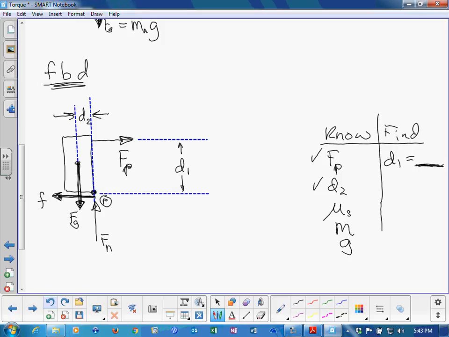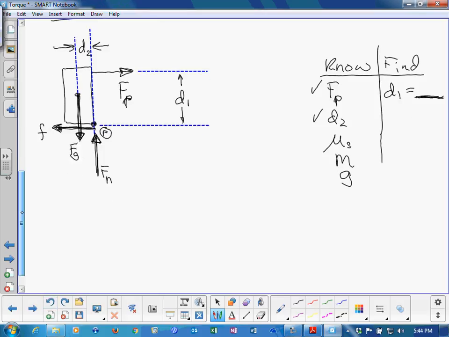Assuming we know that point, and we can apply the normal force acting at point P, the only point in contact with the floor right now, we can solve this problem. Supposing we know the coefficient of friction, the mass, and the gravitational force, we want to solve for D1, the distance to the line of action of the pulling force, such that the block will just begin to tip.